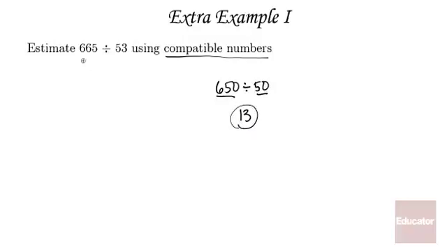If they had just said to estimate, perhaps you would have estimated this number to 670 and this number to 53, which would not have given you an easy number such as 13. So this would just be estimating, and this is estimating using compatible numbers. And once again, the benefit of using compatible numbers is that you can compute the numbers mentally usually.